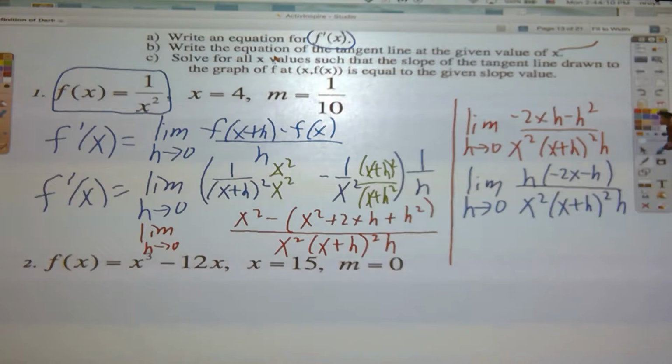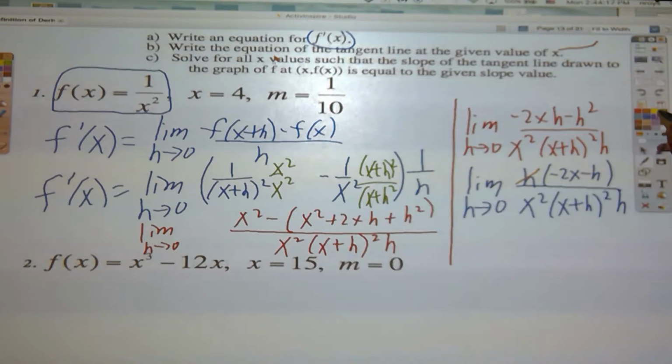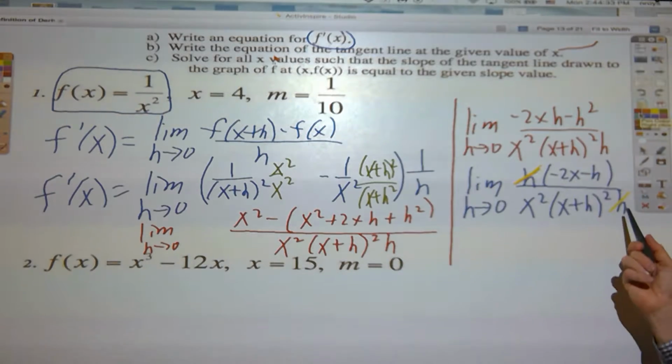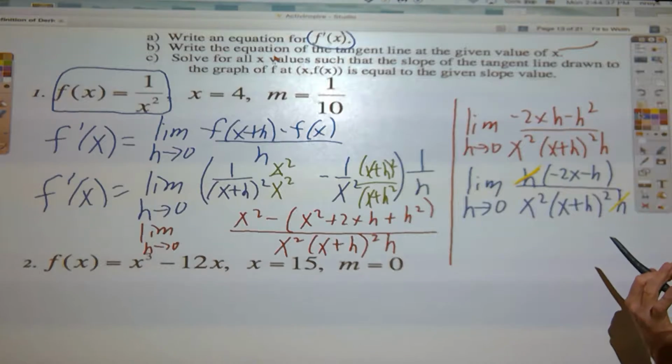Negative 2x minus h is correct. Now that the numerator is factored and the denominator is factored, I can cancel factors that are in both the numerator and the denominator. And so finally, I can take the limit as h approaches 0, which means I don't have to write limit anymore. All I have to do is write the answer. Now, if you replace all of the h's with zeros and simplify, what do you end up with?